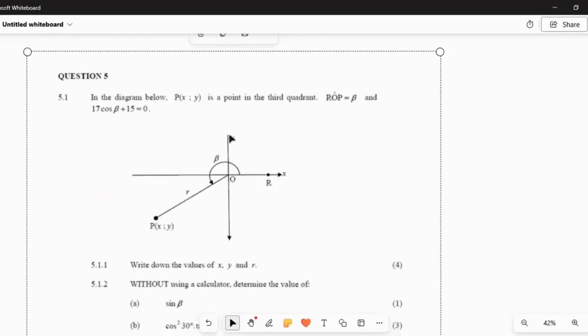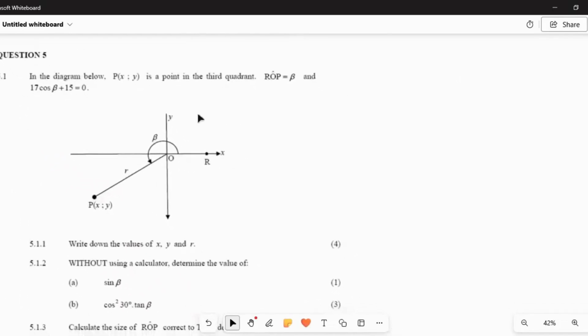In this video, I'm going to address trigonometry, and then I will also do the second part of it, just a continuation of what we are going to start now. So now let's get right onto it. The first one, that's 5.1. It says in the diagram below, P, the coordinates of x and y, is a point in the third quadrant.